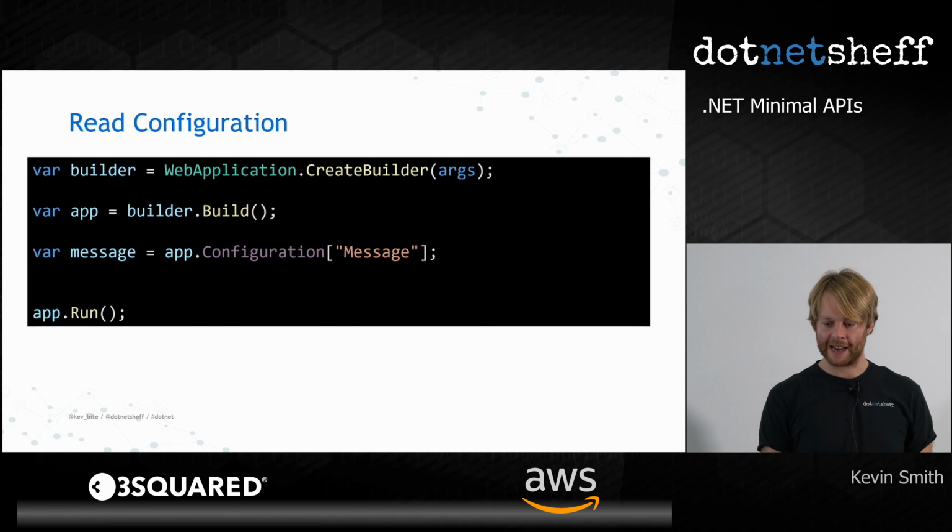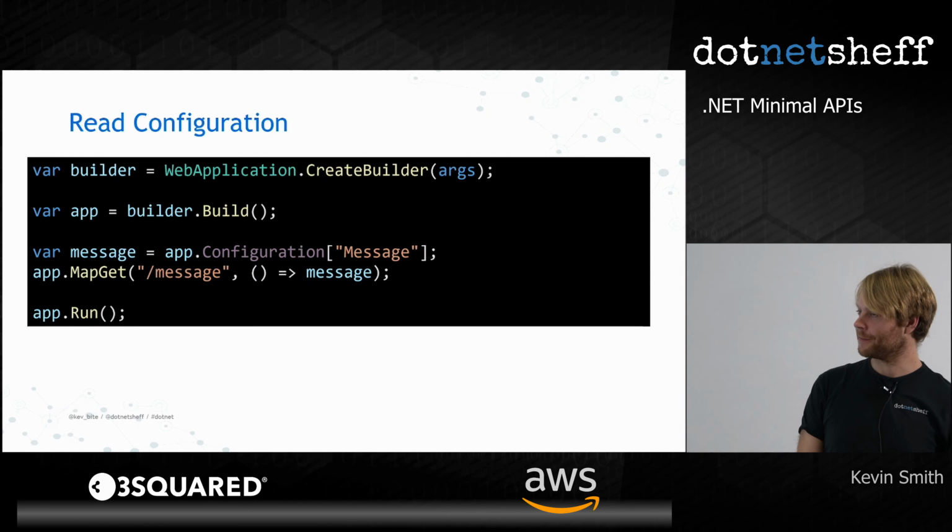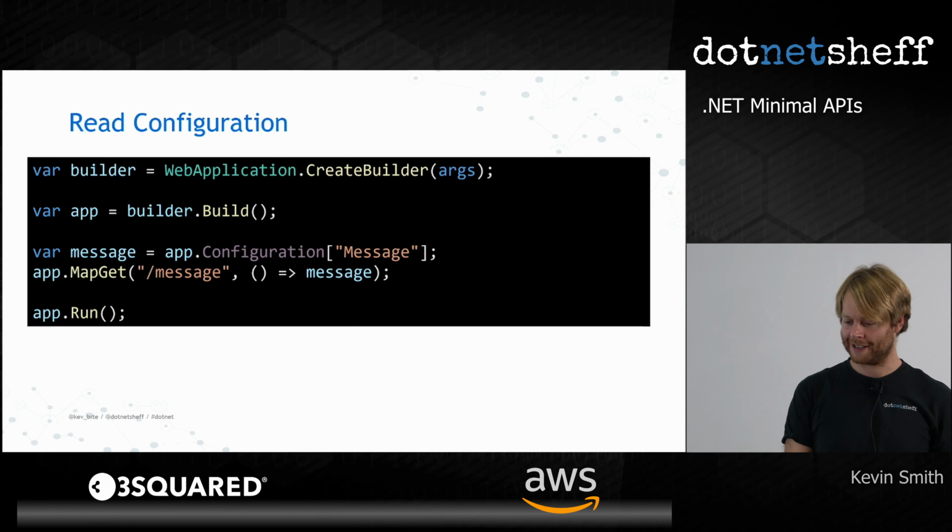And you can also read it after it's built as well. So once you build your app, you can do app.configuration, which is your built configuration object. This just gets the message from the configuration, either from the config file or environment variables, and just displays it in a GET request.